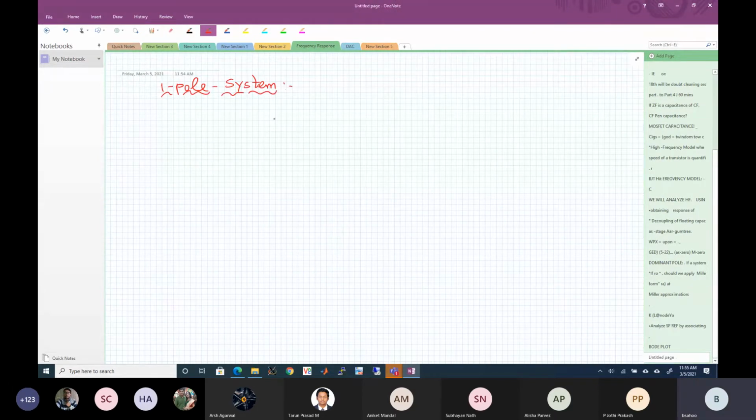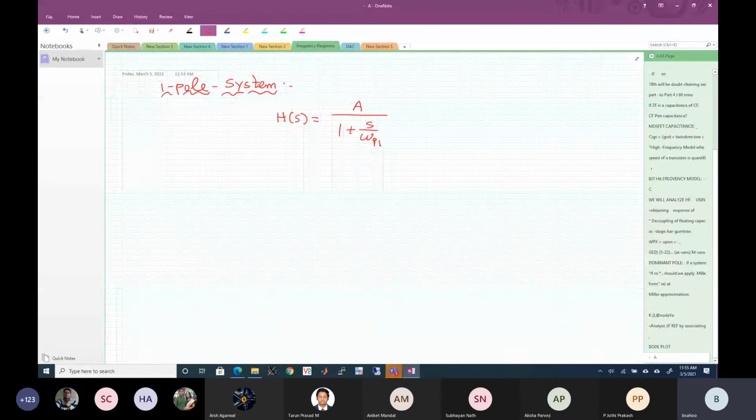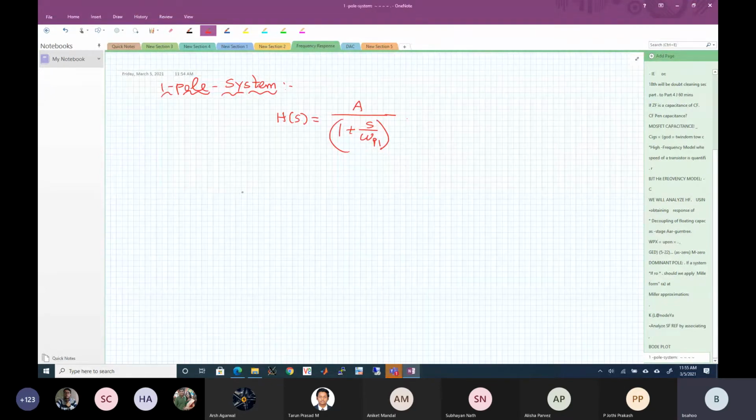So the one pole system doesn't have a zero, so it will be given as A divided by 1 plus s by omega p1. So it has only one pole. This is how we are doing it. Okay, so now it is an asymptotic plot, which means I will plot the magnitude response.